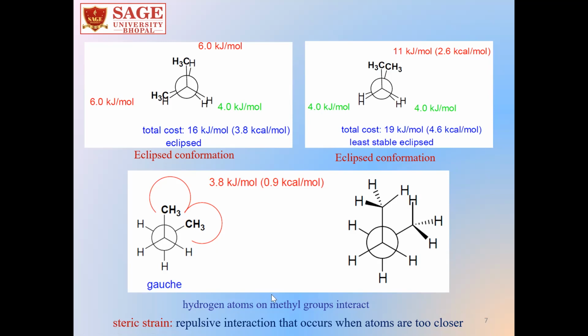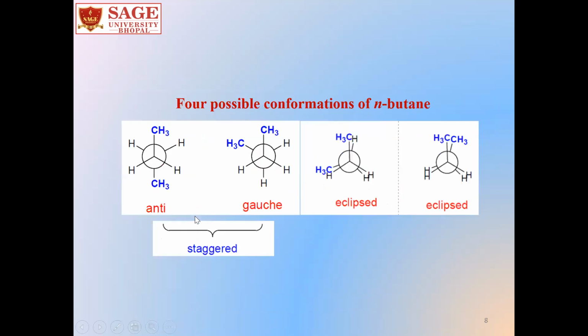The steric strain is the repulsive interaction that occurs when atoms are too close. Now we have seen there are 4 possible conformations of normal butane. 2 are staggered: one is anti, where both the methyl groups are at 180 degree angle, and gauche, where the methyl groups are at 60 degree angle. Along with that, there are 2 types of eclipsed conformation possible. One where methyl groups are eclipsed with hydrogen, and the other when both the methyl groups are eclipsed with each other.